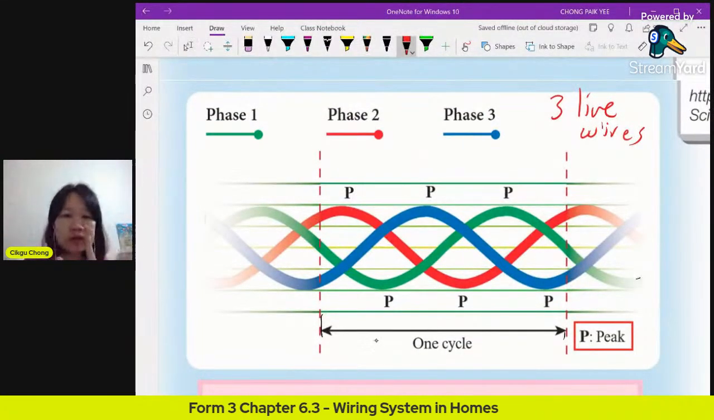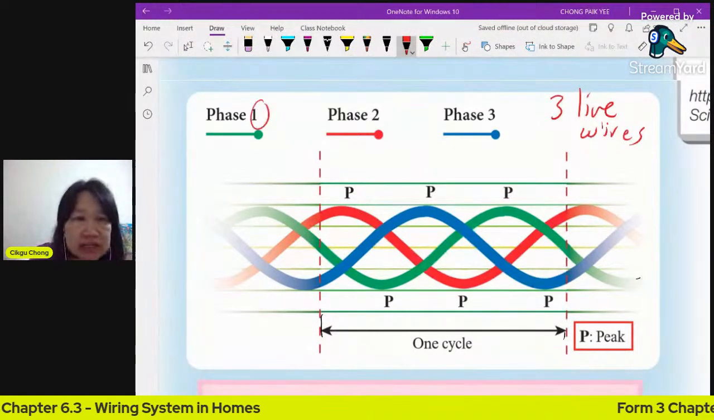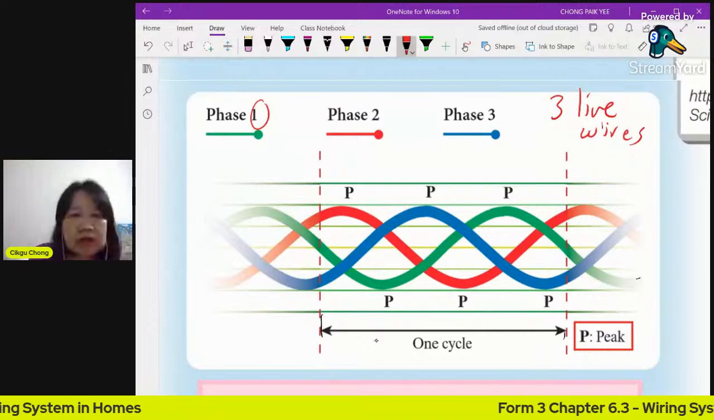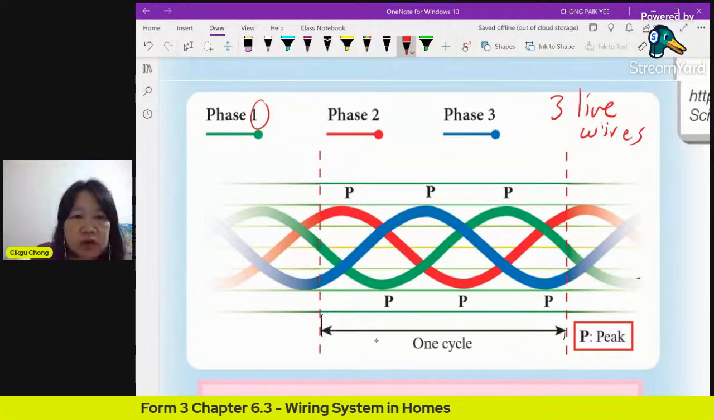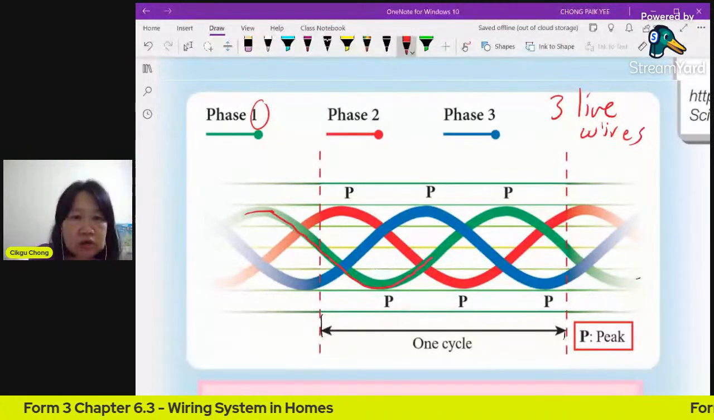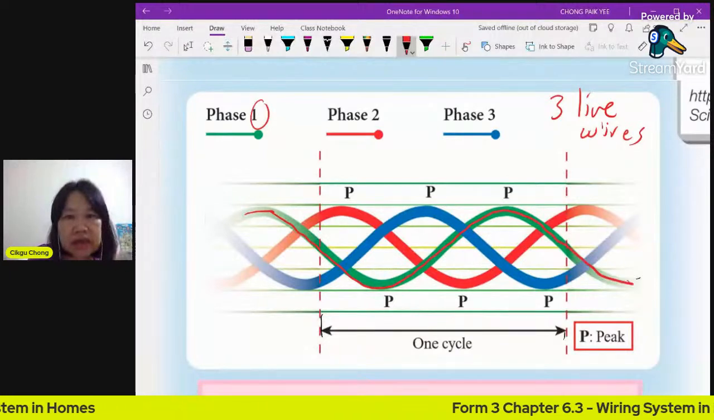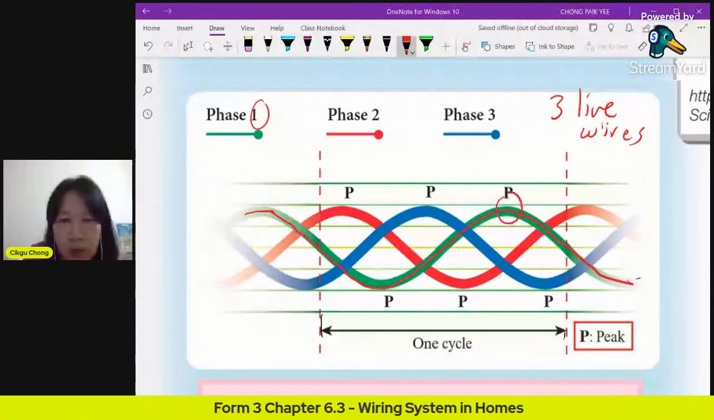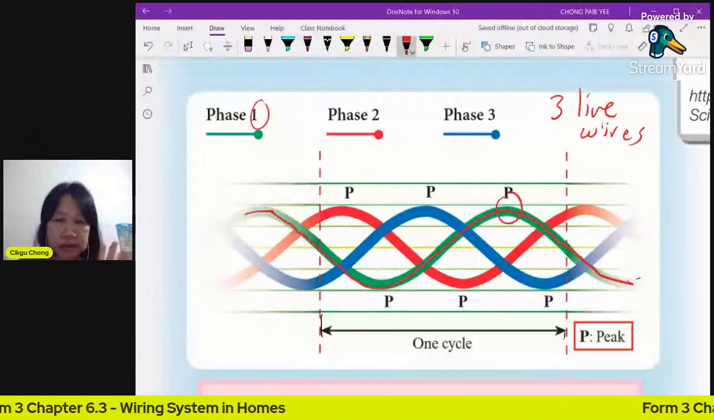Let's look at the green one first. Let's say it's wire number 1. It has this pattern here where it is maximum, while the others are not maximum yet. After maximum, it goes down to minimum, then it goes up to maximum and goes down again. You can see the wave for the first one here. When there's a peak here, the others are not maximum. It doesn't matter because you already have one that's maximum.